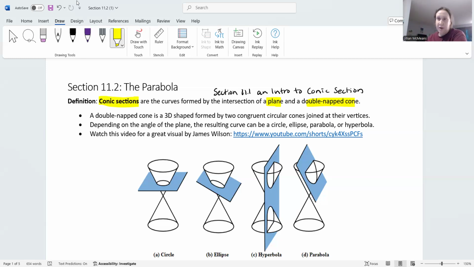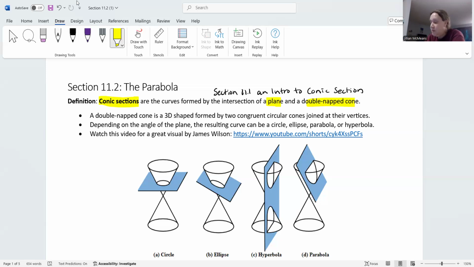And you can see it down here. We've got an image that shows what these cones are. Okay. So a double napped cone is a 3D shape formed by two congruent circular cones joined at their vertices, which is kind of what I explained with the right side up traffic cone and the upside down traffic cone resting on their tips. Depending on the angle of the plane, remember we're intersecting a plane with this cone. Depending on the angle of the plane, the resulting curve that you end up getting is a circle, an ellipse, a parabola, or a hyperbola.